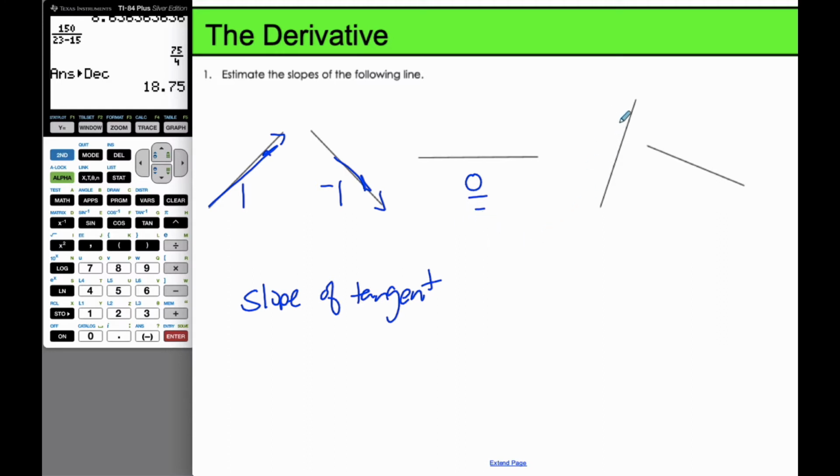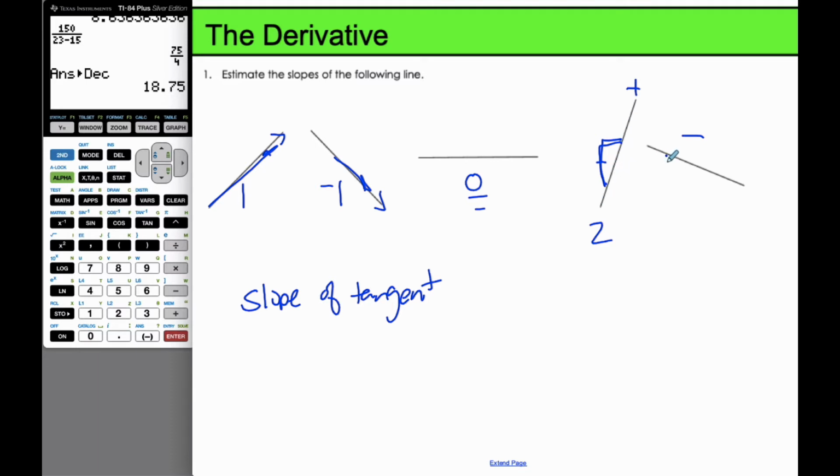And then this one here, well, there's a lot of estimating going on here. I know for sure that it's a positive value. Similarly, this is a negative value. And so, well, if I think about going up and over, I could say that's going to be about 2. If you said 3, that's okay too, but it's bigger than 1.